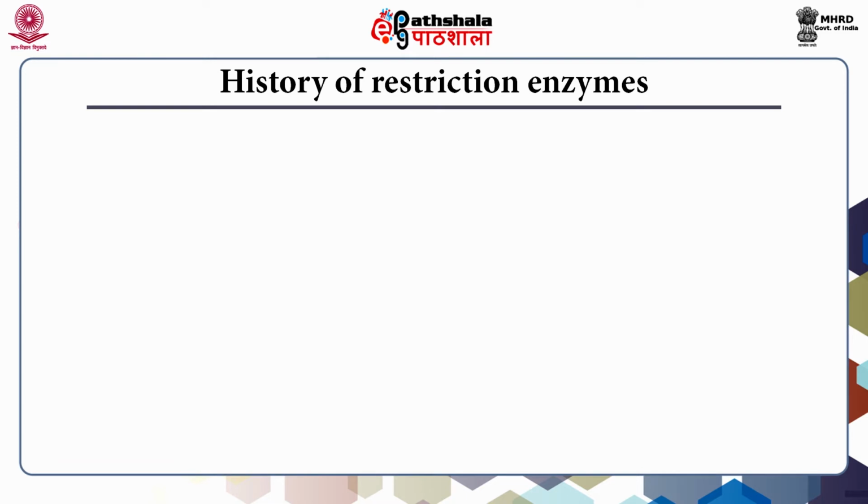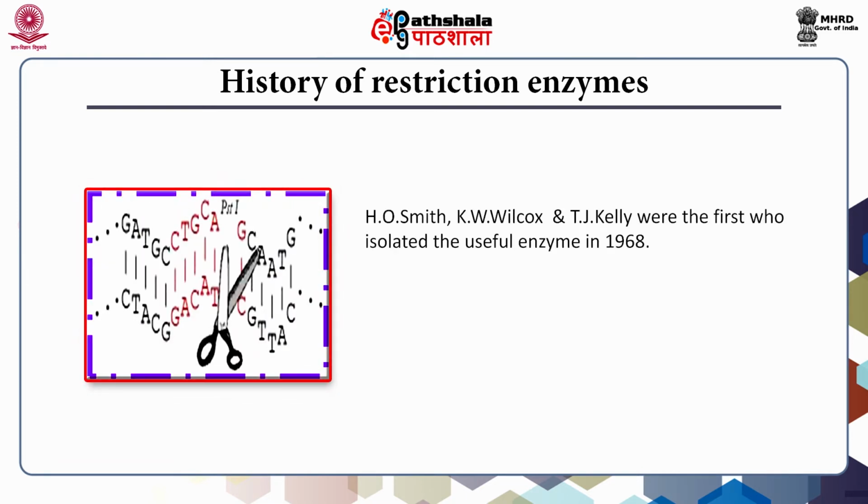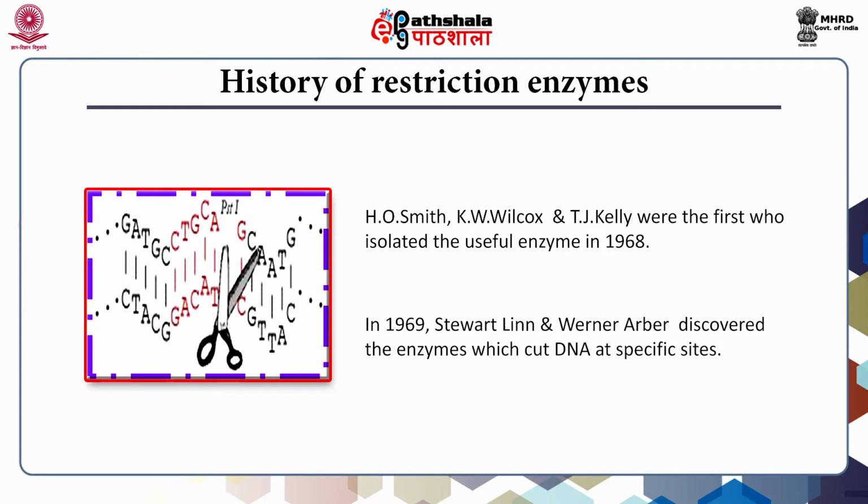History of restriction enzymes. H. O. Smith, K. W. Wilcox and T. J. Kelly were the first who isolated the useful enzyme in 1968. In 1969, Stuart Linn and Werner Arber discovered the enzymes which cut DNA at specific sites.